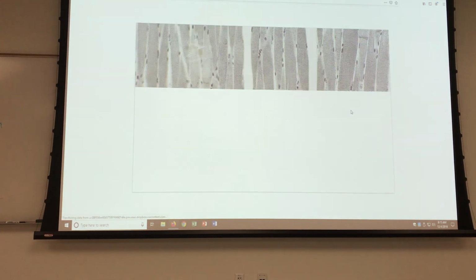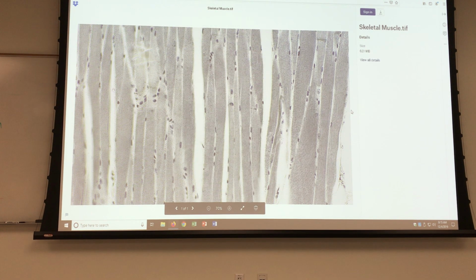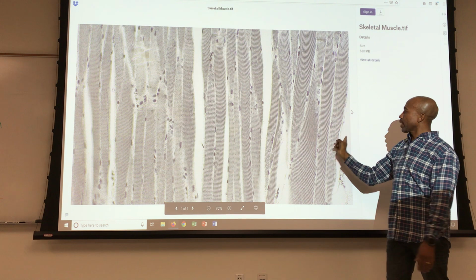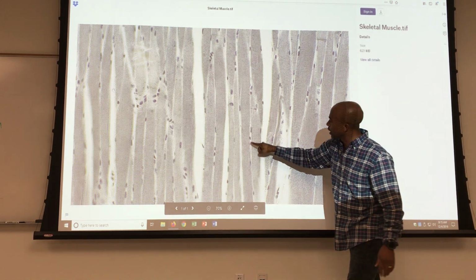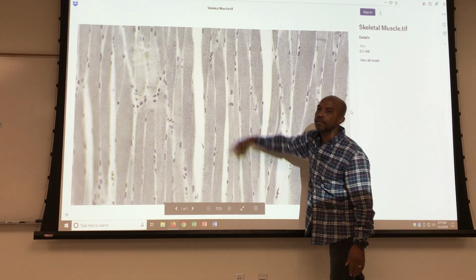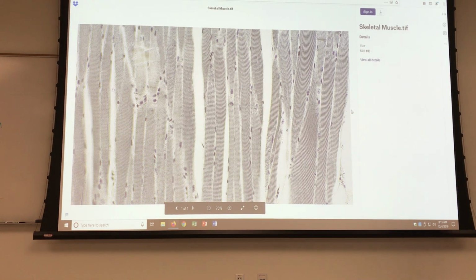Here is another one. This is skeletal muscle. See it? Long cells going that way. These are striations, and these are the multiple nuclei. Nucleus there, along with one cell. It says muscle fibers. Yeah, muscle fiber means cells. So the long things are called fibers. Cells are called fibers because they're long.